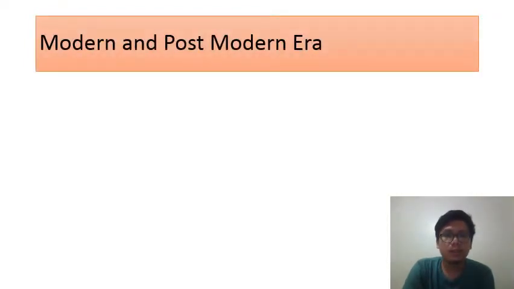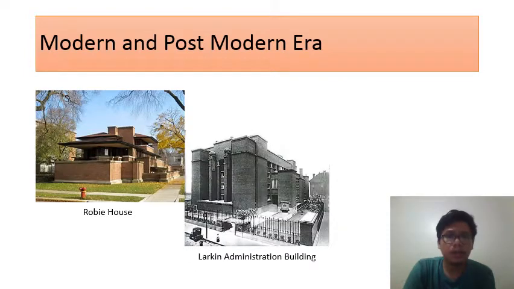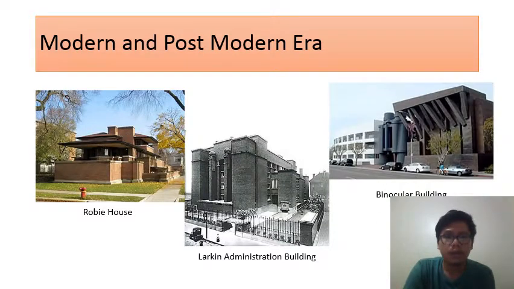These are examples of modern era buildings in America: Robie House and Larkin Administration Building in New York in Chicago, and postmodern era building in America, which is named Binocular Building in Los Angeles, California.